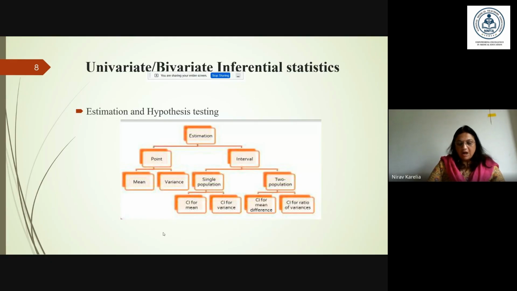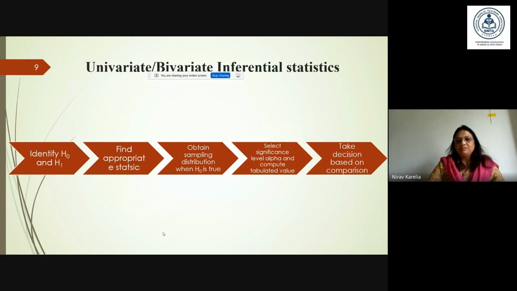Then you put the hypothesis. So what are the steps you do when you apply any statistical test? First, you decide your hypothesis: the null hypothesis and the alternative hypothesis. Null means H0 and alternate means H1.